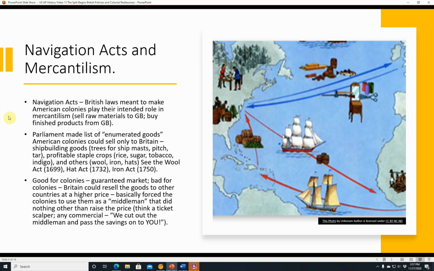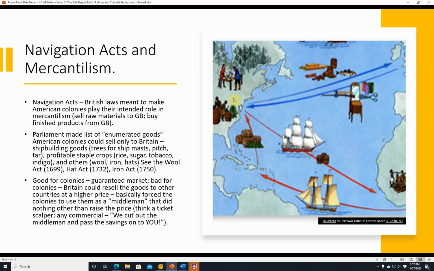So basically, if it was a finished good, like a hat, you could probably only buy it from Great Britain. If it was a raw material such as rice, sugar, iron, and whatever, you could only sell it to Great Britain from the colonies, etc. Or vice versa. If Great Britain was producing iron, then I'm sure the colonies had to only buy iron from Great Britain. Good for colonies.